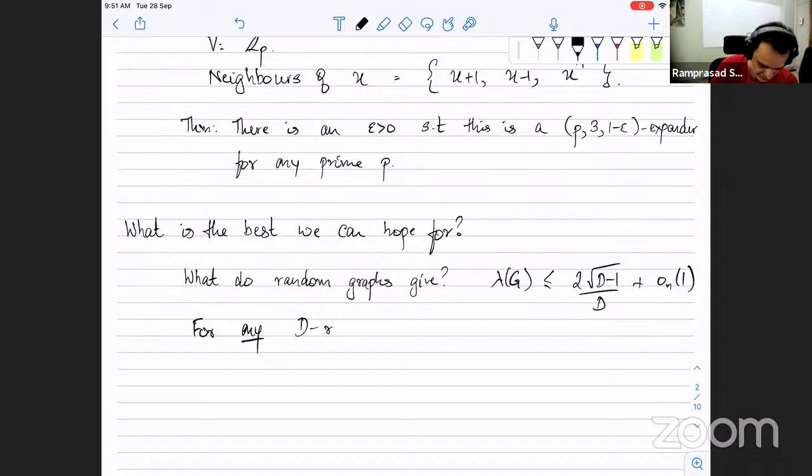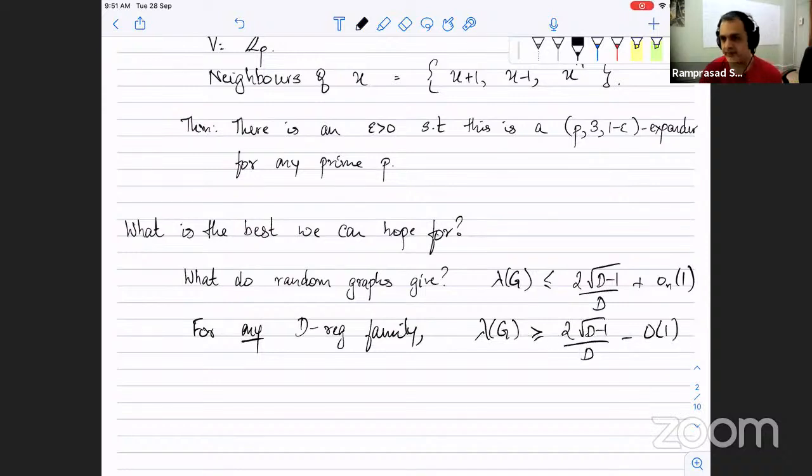any d-regular family, there's also a lower bound that says that lambda of G has to be at least as large as 2 square root d minus 1 over d minus little o of 1. That is, no matter what infinite family you pick, your lambda has to be larger than essentially 2 square root d minus 1 over d if you make some minor corrections. And random graphs come pretty close to that. They more or less achieve this.